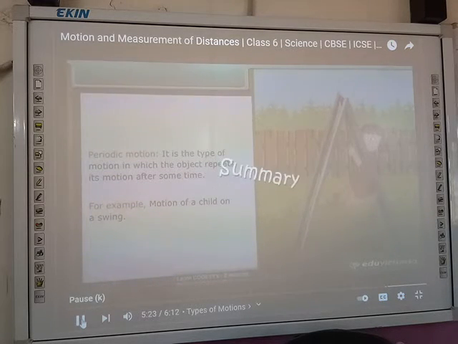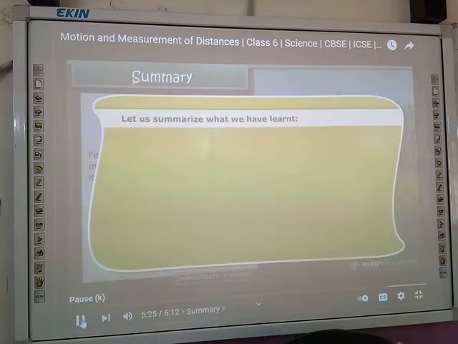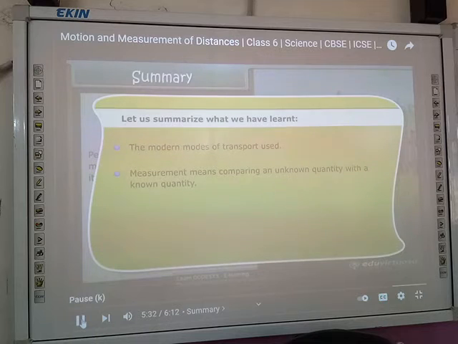Summary. Let us summarize what we have learned. Measurement means comparing an unknown quantity with a known quantity. The known fixed quantity is called a unit.